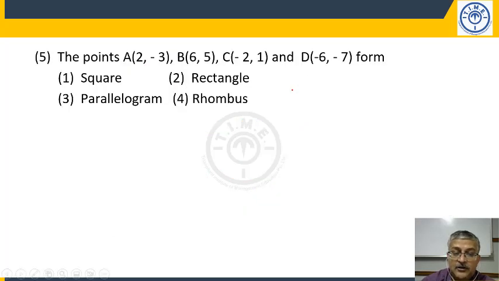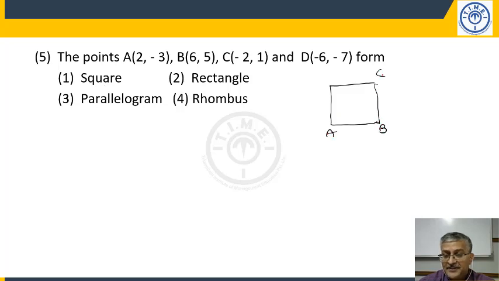Now, these points form what? A square? We know that a square means all sides are equal. So AB is equal to BC is equal to CD is equal to DA, and AB is perpendicular to BC, or we can say the diagonals are equal. Whenever a square is considered, all sides are equal and diagonals are equal, or we can say that adjacent sides are perpendicular.